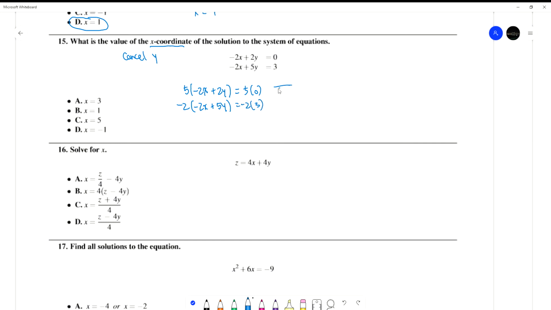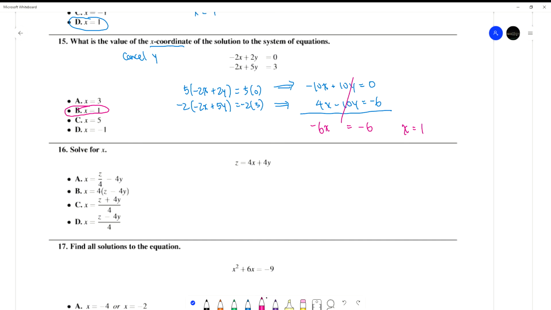Okay, let's see what these turn into. So that's negative 10x plus 10y is equal to 0. The second equation is positive 4x minus 10y is equal to negative 6. We add, and these cancel out, right? So you have negative 6x is equal to negative 6. Therefore, x is equal to positive 1. B.